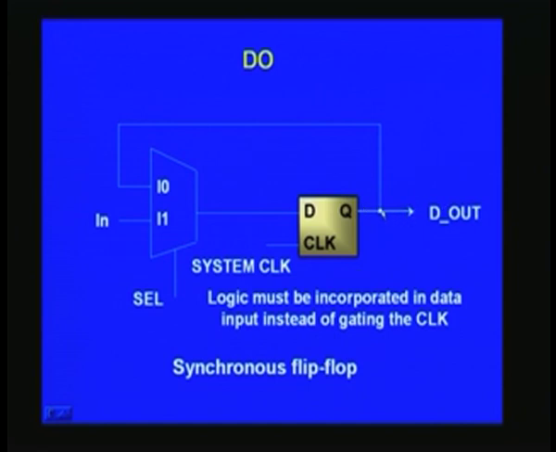And what is stored here will also be fed back. This is a combinational path here, and once the select goes to 0, it will register the same input which was the previous output here. I think this is clear to you. That's what it says: logic must be incorporated in the data input instead of gating the clock as such.